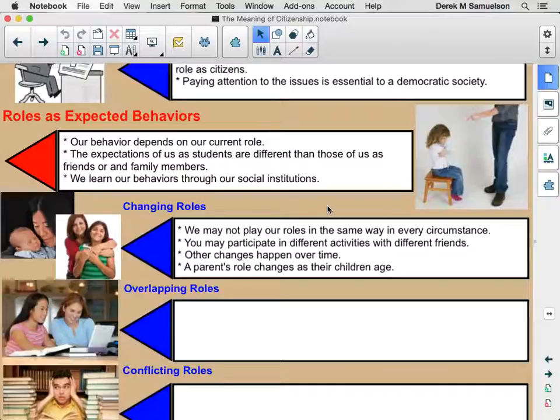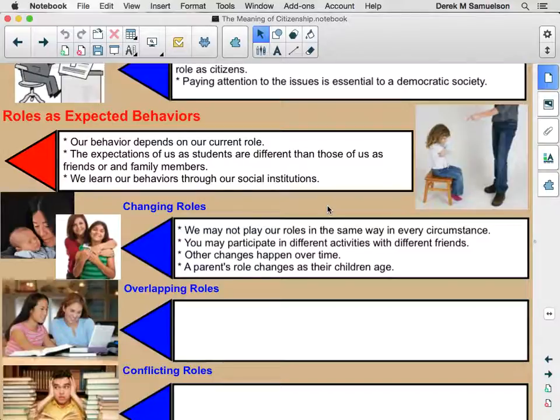Like when one day many of you will become parents. A parent's role changes as their children age as well. You will not be the same parent to a 5-month-old as you will be to a 5-year-old, to a 15-year-old, to a 25-year-old. These roles change in life.